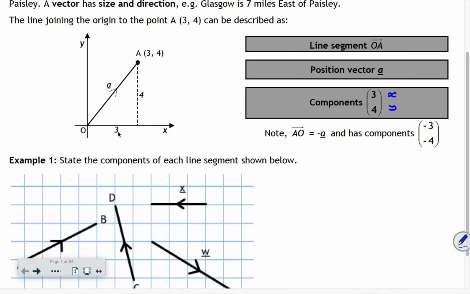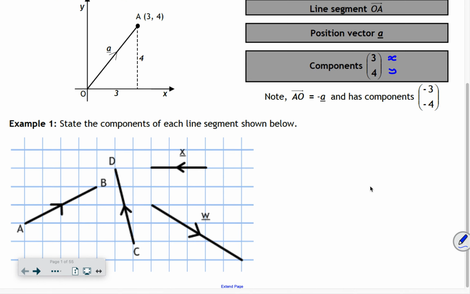Note that if I want to look at this vector here, I'm calling vector A, I can also call it vector OA. And that's what this bit here in the top grey box is called, because I'm going from O to A. If I want to travel from A to O, I'm going in the opposite direction. So I would travel 3 along the x-axis back to here, and then 4 down the y-axis back to the origin. So it would just have the negative of those coordinates.